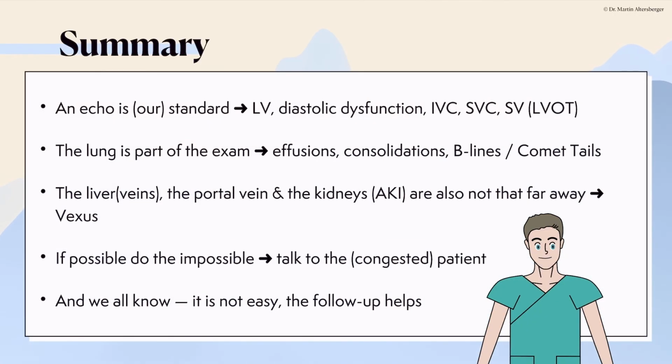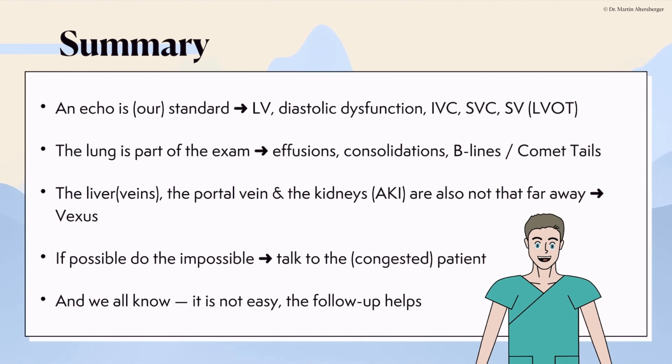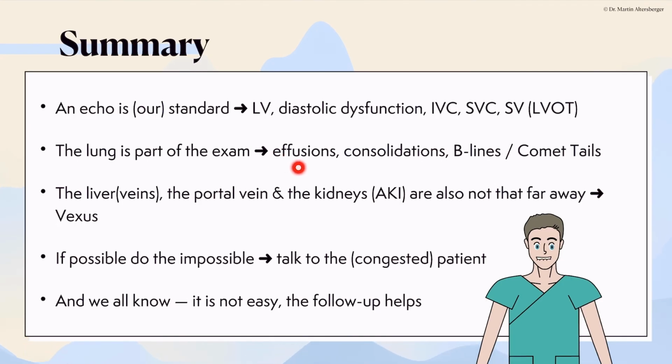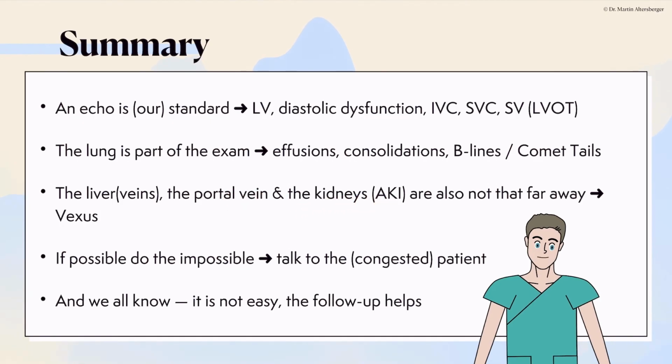So to summarize, our standard is the echo. We look for all findings needed to answer our clinical questions. The lung is part of the exam. We at least look for effusions and B-lines or comet-tails. So we also look, of course, where we see effusions, for consolidations or atelectasis. The liver veins, the portal vein, and the kidneys, they are not that far away.